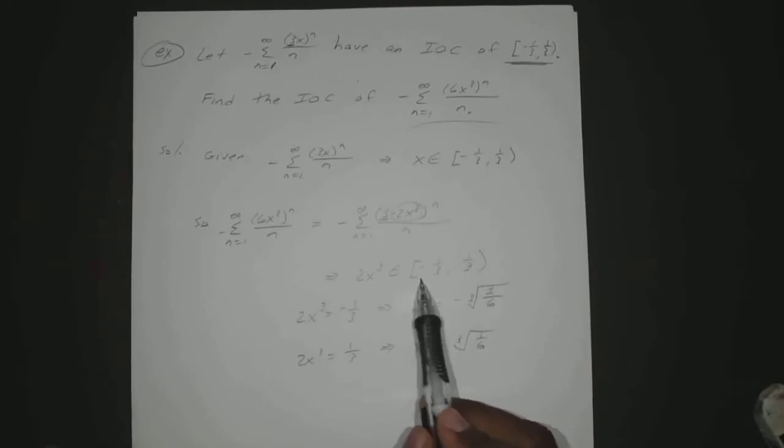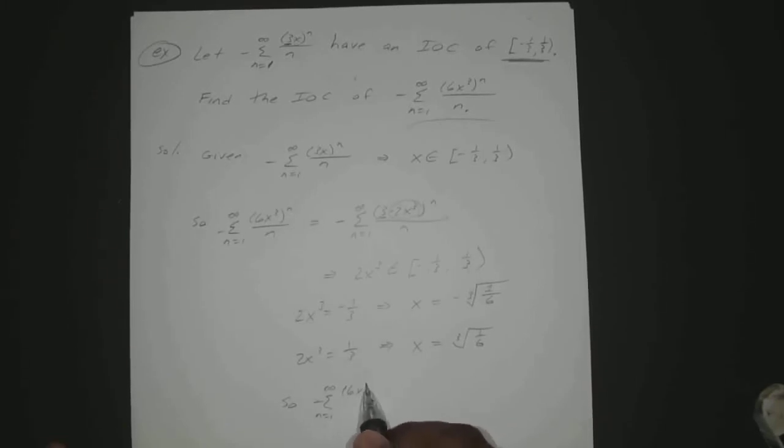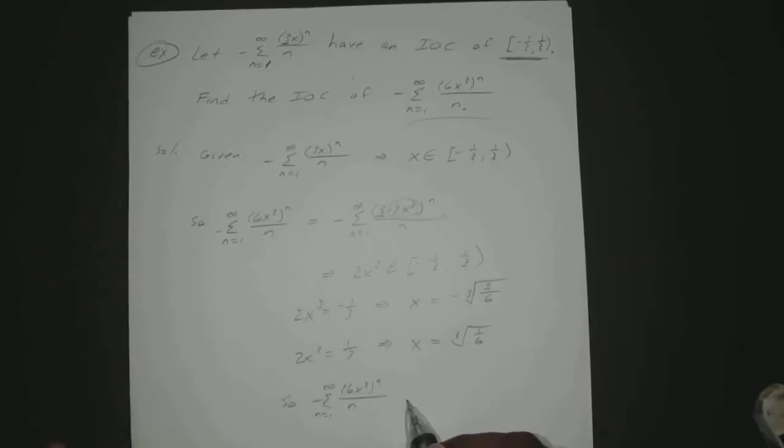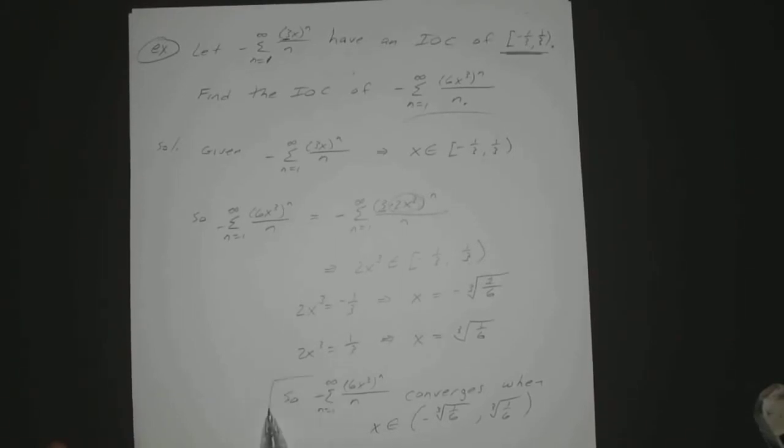Okay. So now, since we know the endpoints of our interval of convergence, we pretty much know that everything in between would match up. Okay, so we know that the sum from n equals 1 to infinity of 6x to the third to the nth power over n converges when x is an element of the negative cube root of 1/6 and the cube root of 1/6. Shouldn't it be a bracket at the first? Oh, yep, thank you.